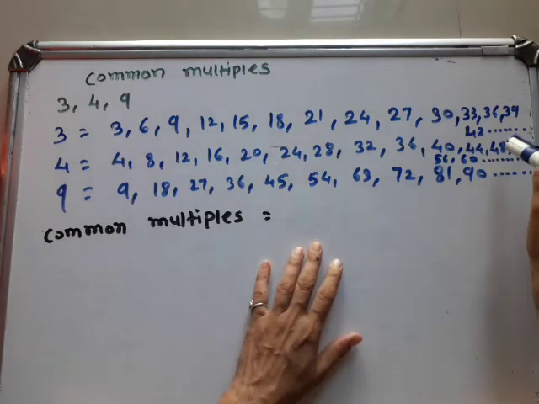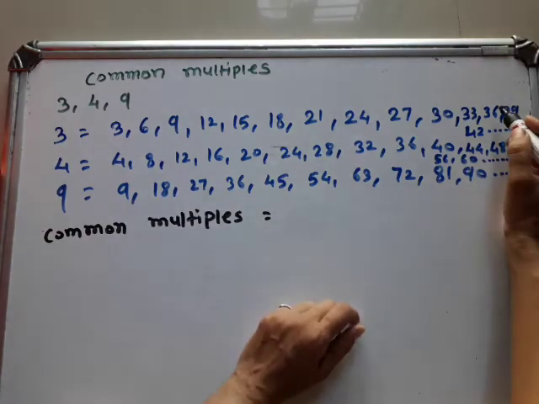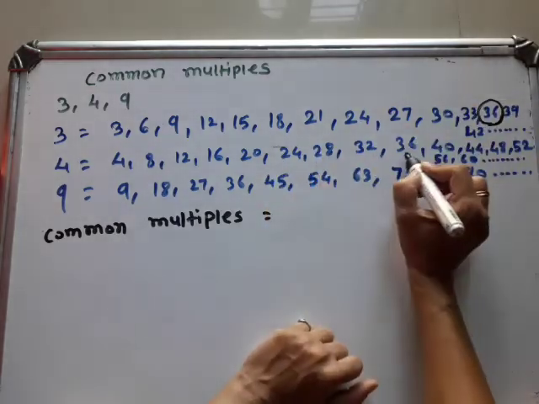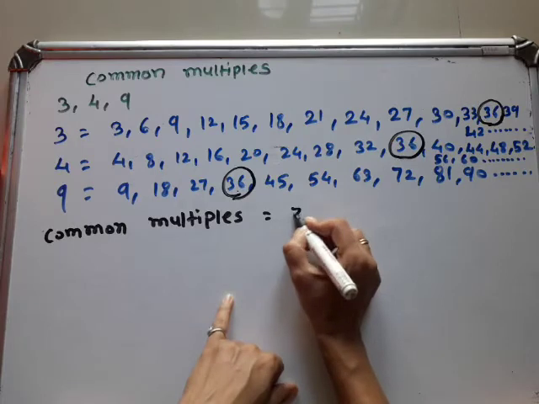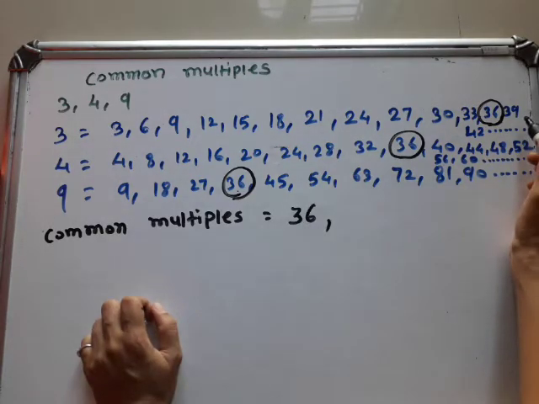Multiples of 3 and multiples of 4. Now we find the common multiples. Now see here, we get the first common multiple, that is 36. Here again 36 and again here 36. The first common multiple we get is 36. Then next number we get here.